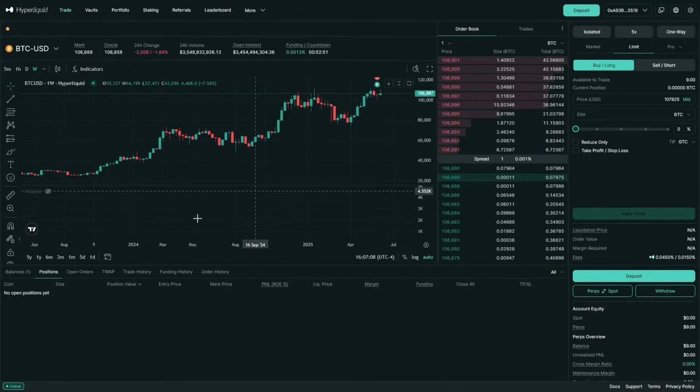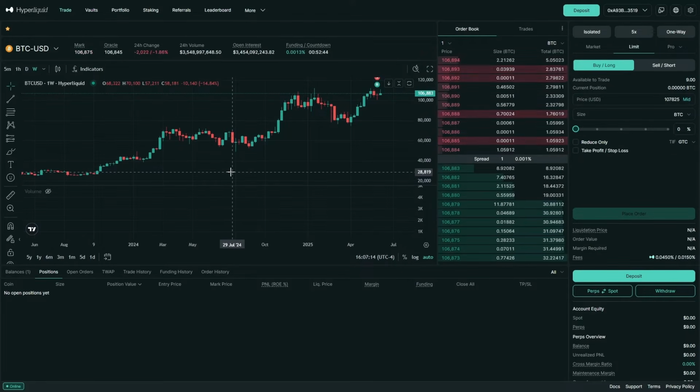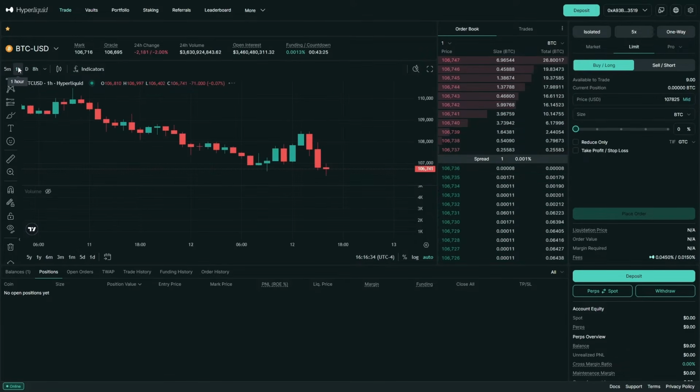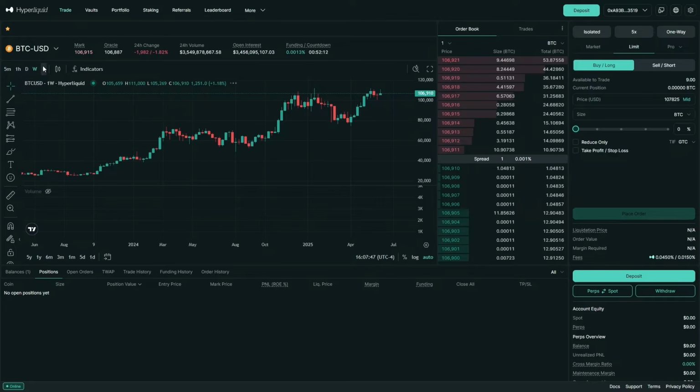We can also check out this graph section here. Since this is a video mainly on perps, we're not going to go too into the graph section, but here it has many different features that are similar to something like TradingView. You can toggle between hour, 5 minutes, week.